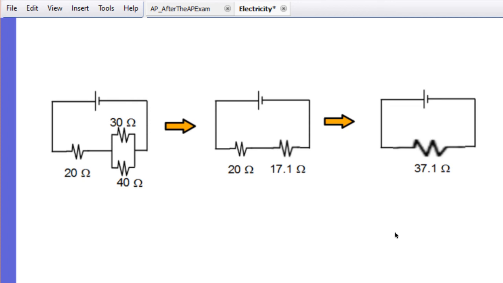Here's how I would draw it in my notes. Here's how I would do it if I were doing this problem. I draw the first picture, I draw the second picture, I draw the third picture.